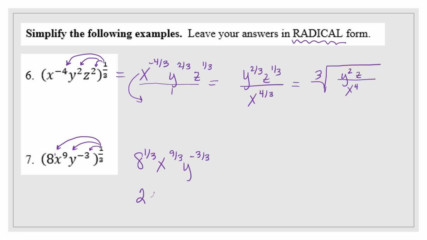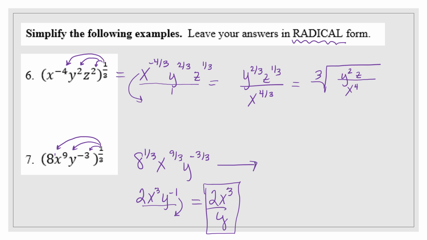X to the 9/3 would simplify to be x cubed, and y to the negative 3/3 would be y to the negative 1. And then the only thing I would have to do is the term that has the negative exponent needs to change into a different position. It needs to go from the numerator to the denominator. So this would simplify to be 2x cubed all over y. That answer is absolutely perfect.